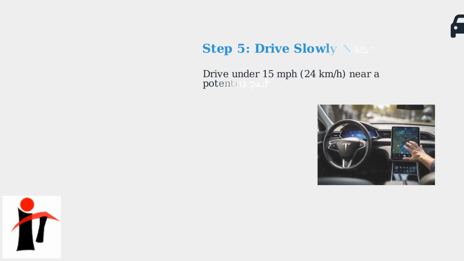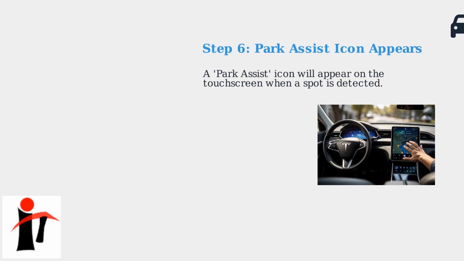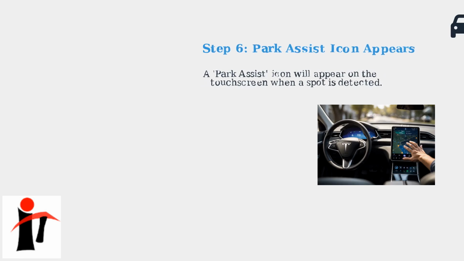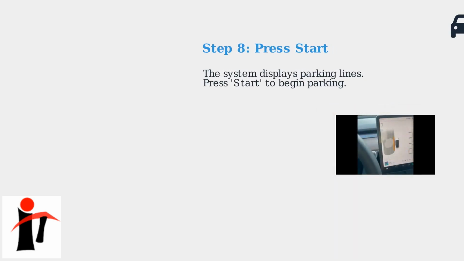While driving slowly under 15 miles per hour near a potential parking spot, the system scans for spaces. When a suitable spot is detected, a Park Assist icon appears on the touchscreen. Tap the Park Assist icon to activate the feature. The system will display parking lines on the screen. Press the Start button to initiate the automated parking sequence.